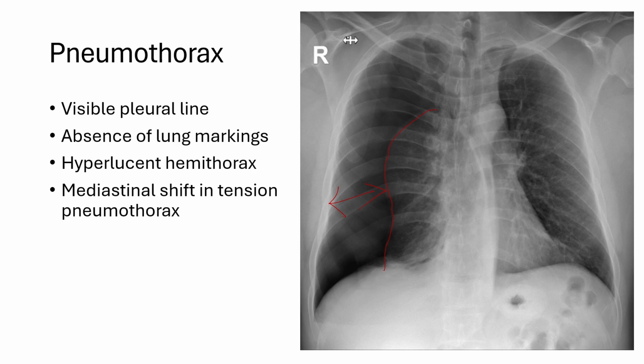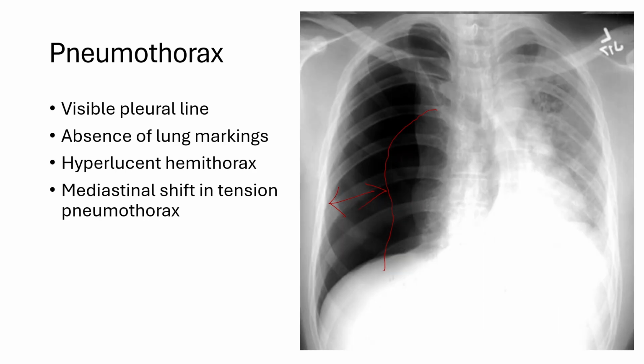Mediastinal shift and downward displacement of the diaphragm can be seen in tension pneumothorax. As we can see in this image, this is the diaphragm depressed downward and the mediastinal shift to the contralateral side. This diagnosis is very essential because this will lead to cardiovascular compromise and lead to the death of the patient.